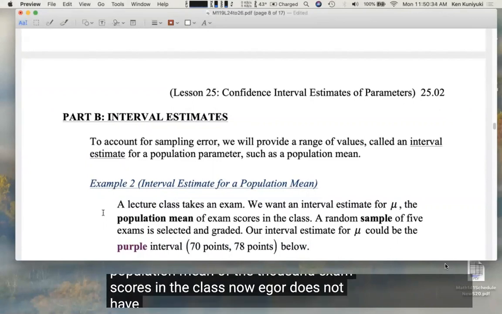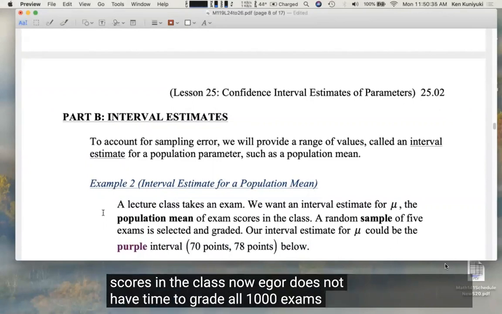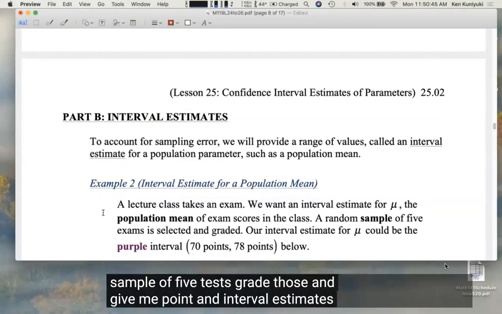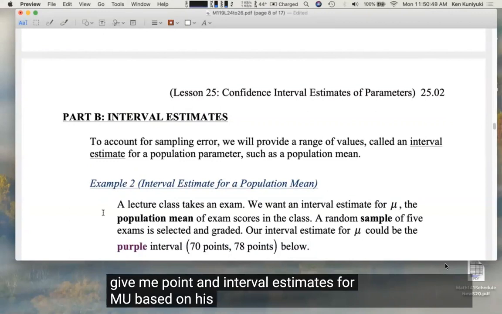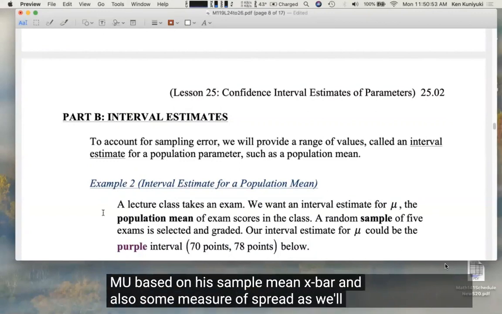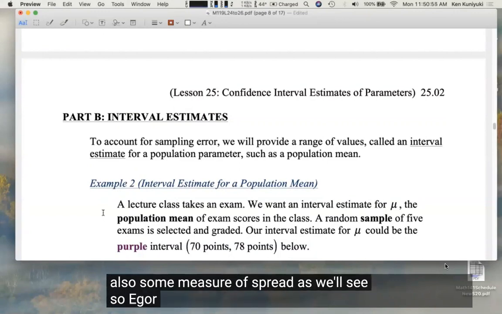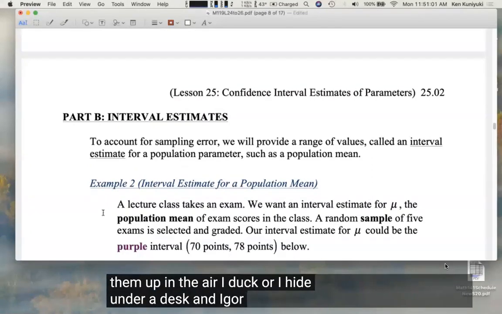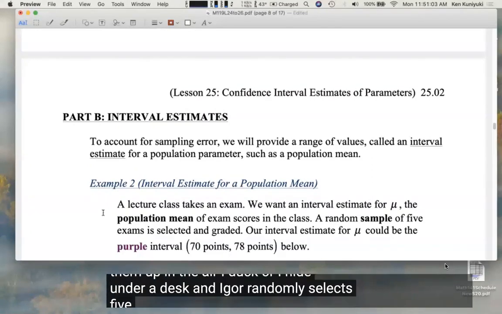Now, Igor does not have time to grade all 1,000 exams tonight, but Igor could take a random sample of 5 tests, grade those, and give me point and interval estimates for mu based on his sample mean, x bar, and also some measure of spread, as we'll see. So Igor takes the 1,000 exams, throws them up in the air. I duck or hide under a desk, and Igor randomly selects 5 exams to grade.